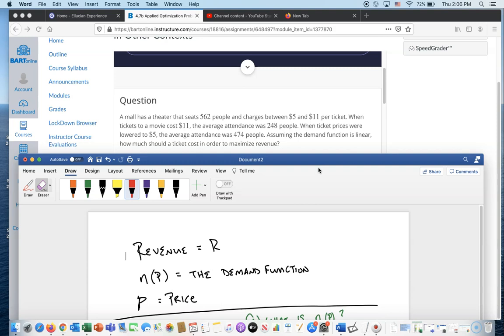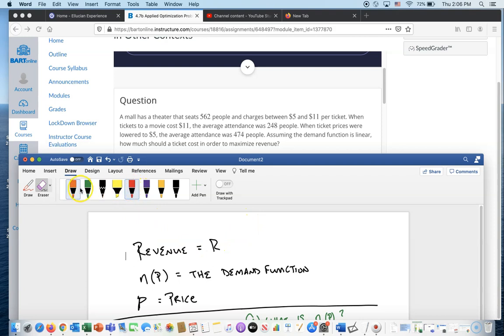Now, those are some words that will take you back to algebra classes in the past, and we'll go over those concepts here in a few minutes. There's another important thing in our problem that we need to talk about, and it's right here. Assuming the demand function is linear, how much should a ticket cost in order to maximize revenue?